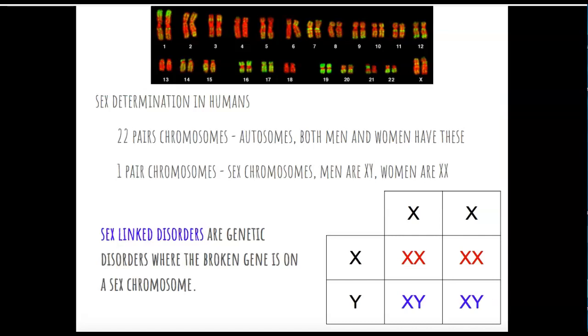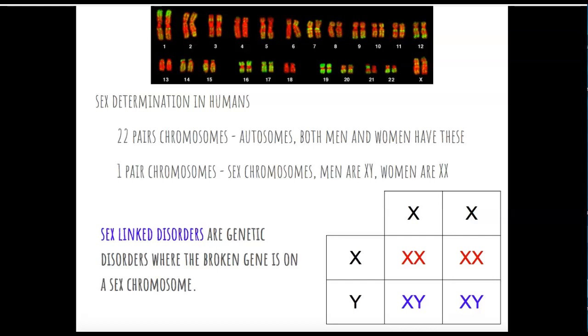So, in humans, sex is determined by your sex chromosomes. All humans have 23 pairs of chromosomes. The first 22 pairs are your autosomes, and both men and women have those same chromosomes. And you have one pair of chromosomes that is your sex chromosomes. Men and women differ in the sex chromosomes that they have. Men are XY and women are XX.